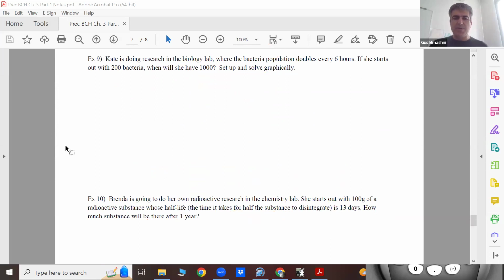All right. Kate is doing research in biology. The bacteria population doubles every 6 hours. Starts at 200. Okay. Now this is a little tricky. It says every 6 hours. So first of all, think of T as number of hours. Always good to define your variables, right? And we'll think of Y as a number of bacteria.